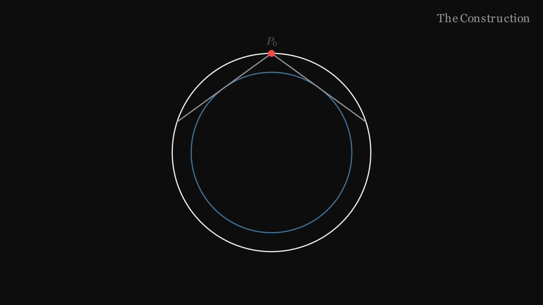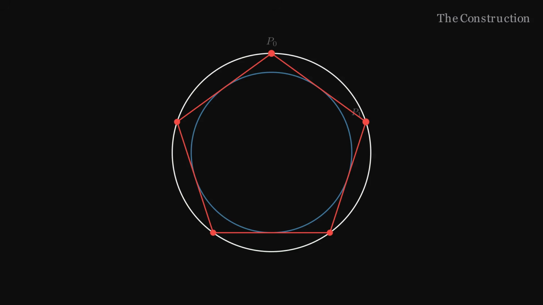Now do the same thing from P1. Draw a tangent to D, not the one you just used, the other one, and follow it to where it hits C. That's P2. From P2, another tangent, P3, P4, and so on. You're walking around the outer conic, bouncing off tangents to the inner one. The polygon closes at step N when the walk lands back on P0.